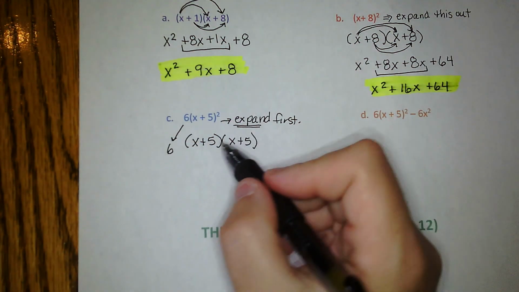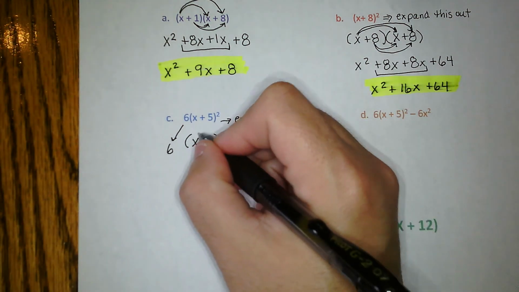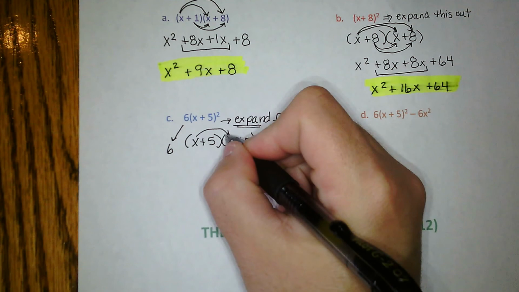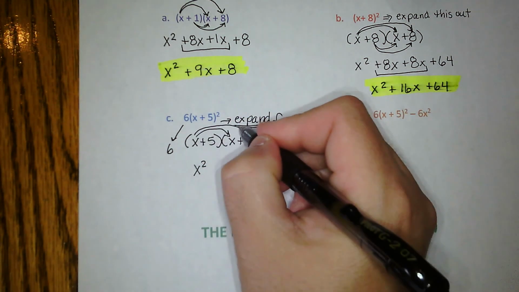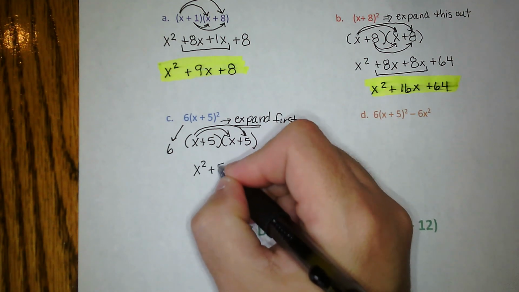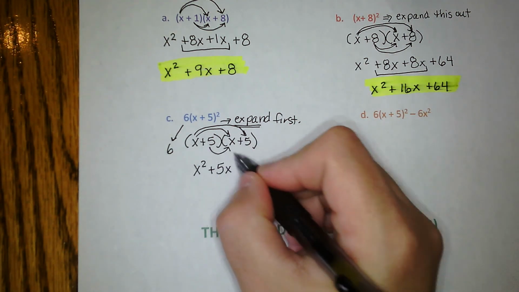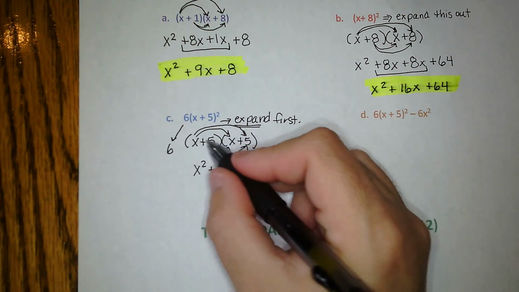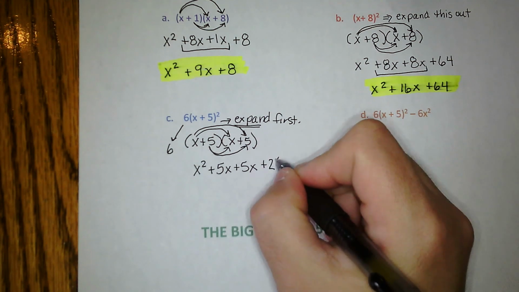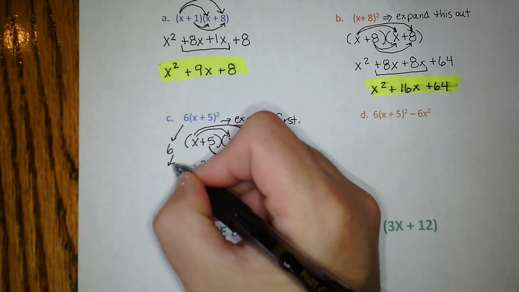What we're going to do is we're going to distribute our x's first. So we're going to take this x and multiply by our second set of parentheses and get x squared. And then x times positive 5 is 5x. Go underneath. 5 times x is 5x. And multiplying 5 times 5 is 25. We're then going to, don't forget about the 6.